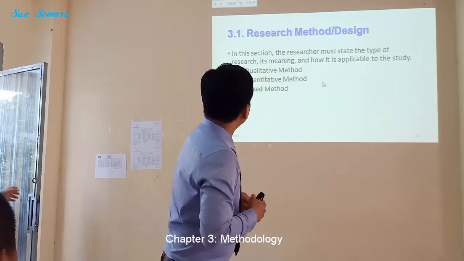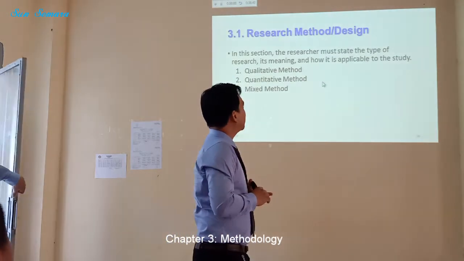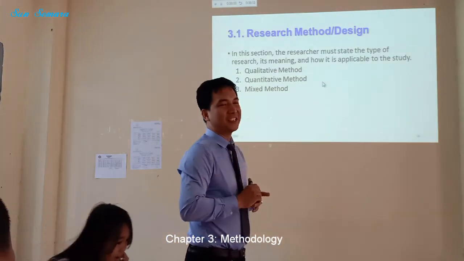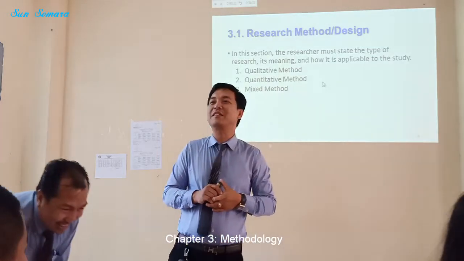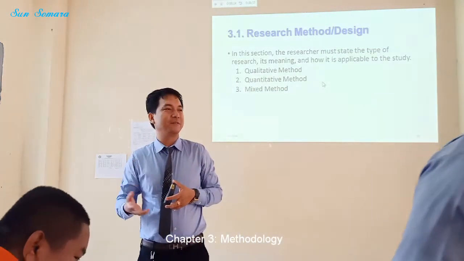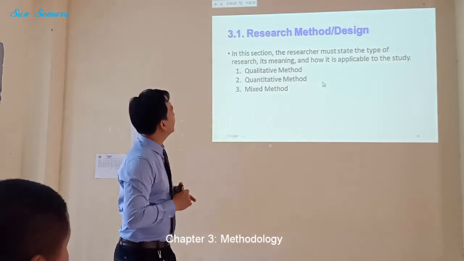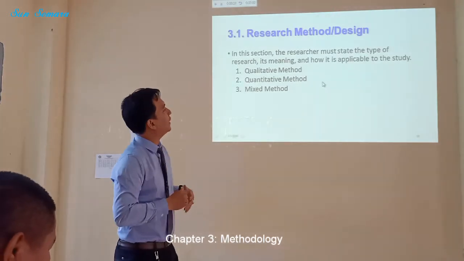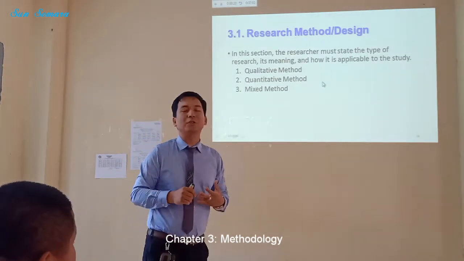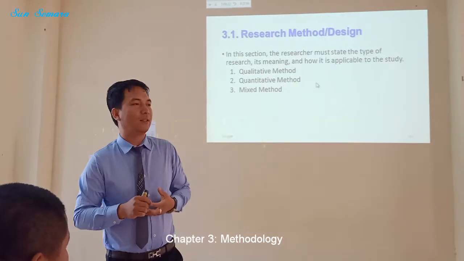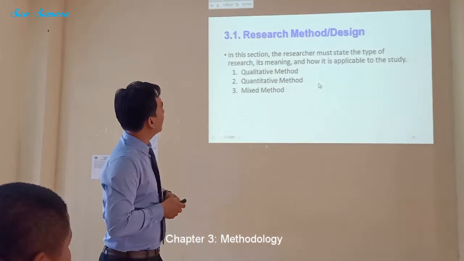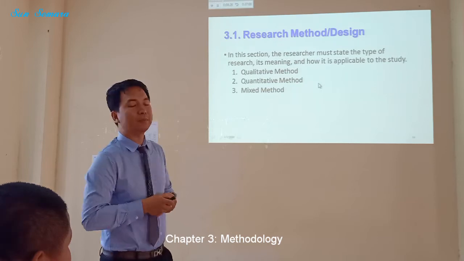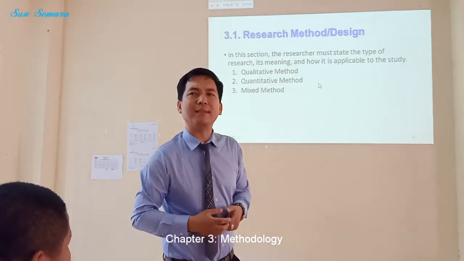So in this section, the researcher must state the type of the research, what kind of research you use, what type. And its meaning and how it's applicable to your study. For example, your research wants to use the qualitative method. Do you know what is the qualitative method?